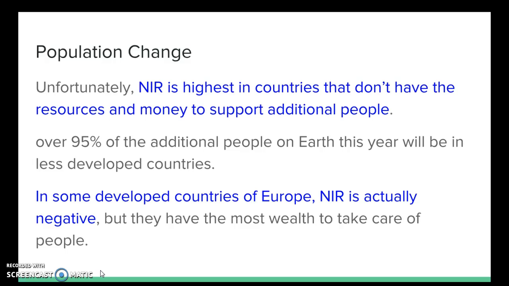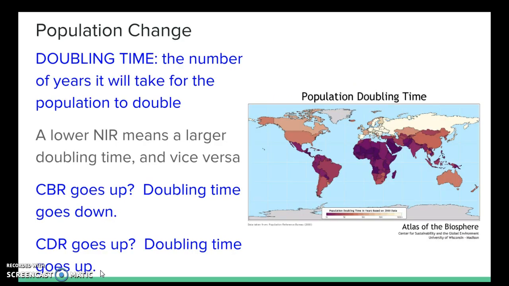People are coming out of these countries that are quickly growing and moving into the countries that don't. Because one of the main reasons is that the richest countries in the world aren't growing or are negative. The countries that have the greatest number of resources to support their people are also the countries that don't have as many people to support.